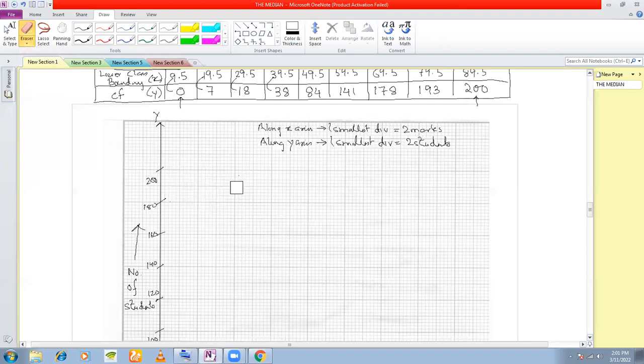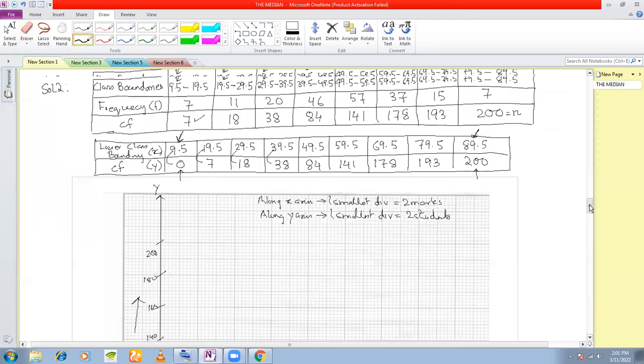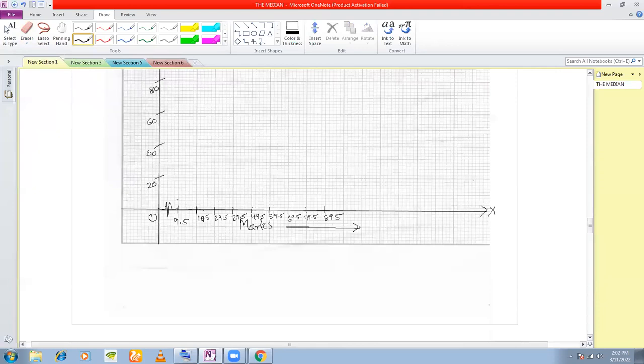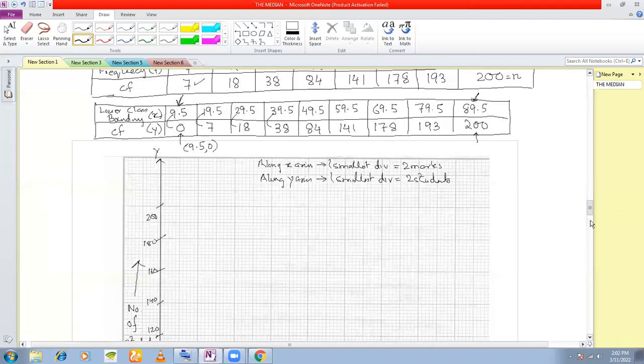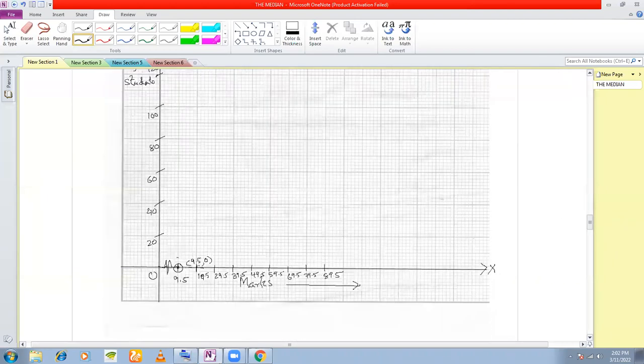Now the second last thing that remains is how to plot the points. The first coordinate here is 9.5, 0. This is your first point, so you plot it here. Next, you have 19.5, 7. If this point is 10, then 7 will be somewhere over here. So this is 19.5, 7.